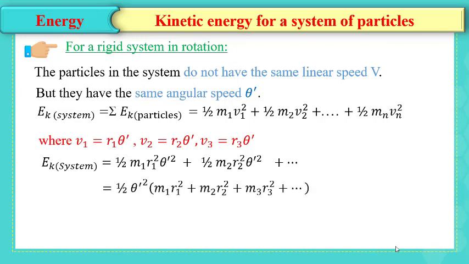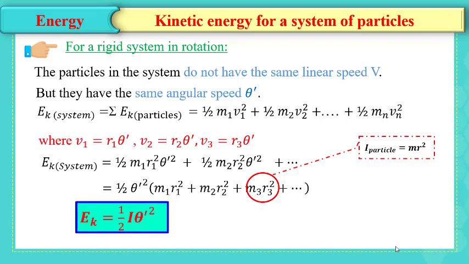At the end, we can take half theta prime squared common. Note that m r squared is the moment of inertia for a particle, so finally we can say that the kinetic energy of the system can be written as half I theta prime squared, and I here is the moment of inertia of the system of particles.